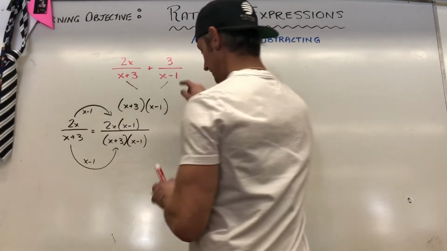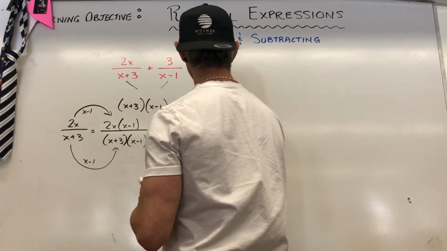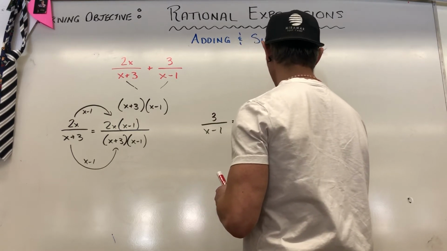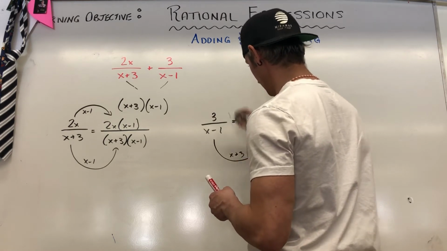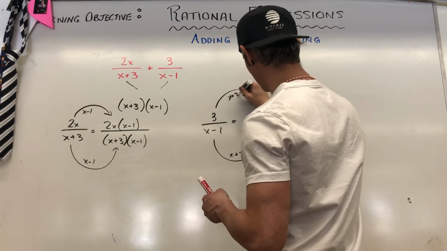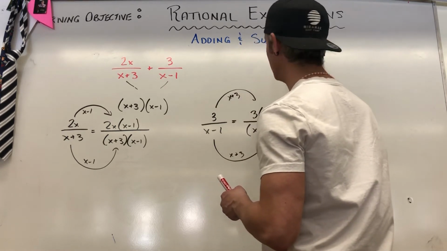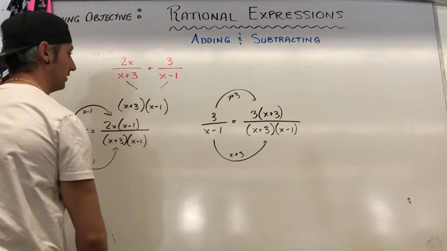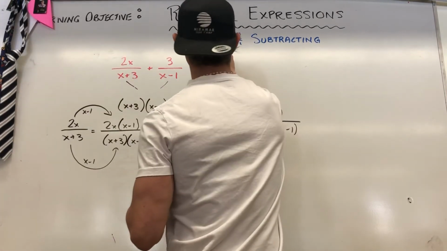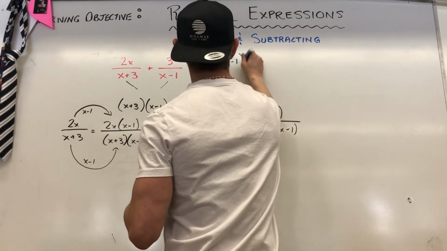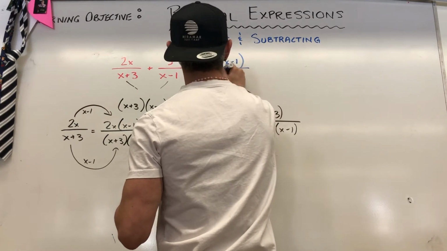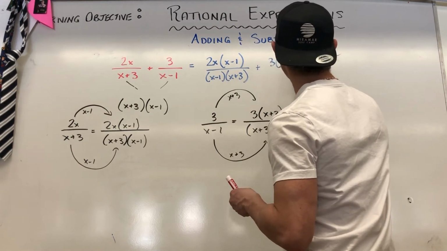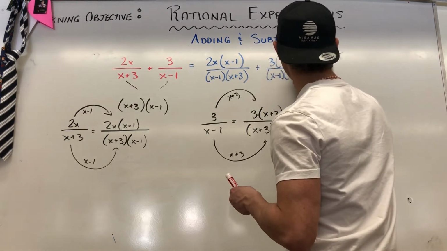And then this guy I have to do the same thing. So I've got 3 over x minus 1 is equal to x plus 3, x minus 1. I have to multiply x minus 1 by x plus 3 to get there. So I have to do the same thing to the top. X plus 3, and I get 3 times x plus 3, which is exactly what would happen if we just cross multiplied. So now I can rewrite this as 2x times x minus 1 over x minus 1, x plus 3, plus 3 times x plus 3 over x minus 1, x plus 3.